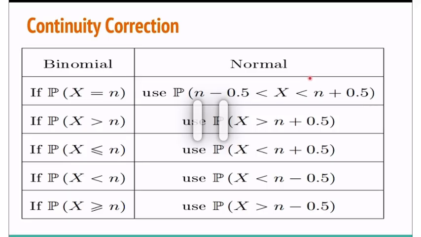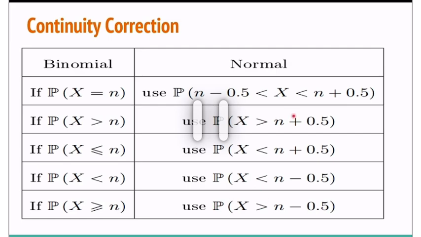What if I'm dealing with greater than n? If I'm dealing with greater than n, I'm going to add 0.5 and still pursue the probability of S greater. If I want to do less than or equal to n, that's what I'm going to do. Less than n, that's what I'm going to do. Greater than or equal to n, that's what I'm going to do.